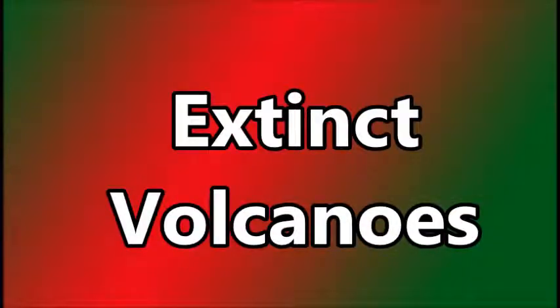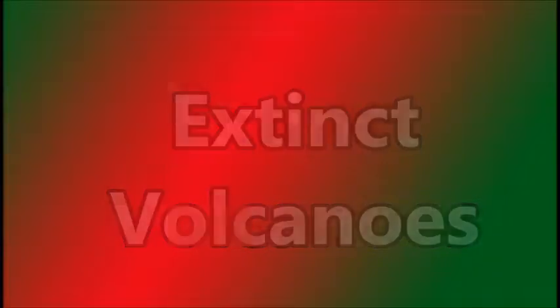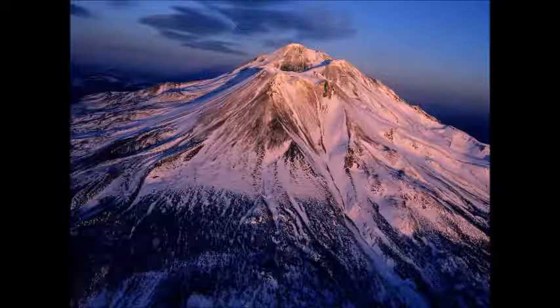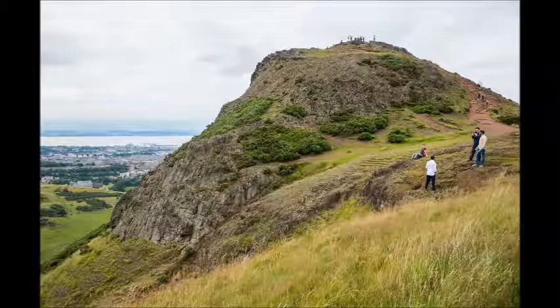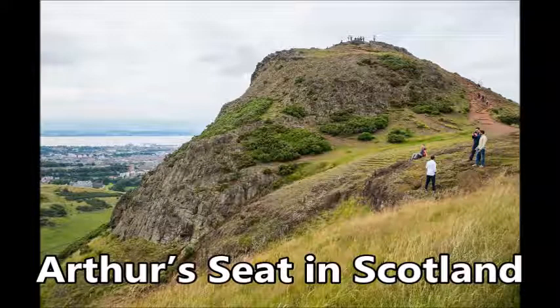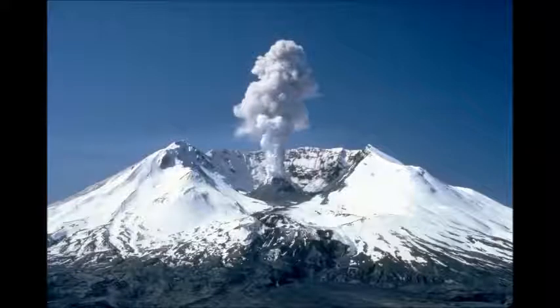Extinct volcanoes. Extinct volcanoes are those which were active in the remote geological period. These volcanoes are not likely to be active once again. Ngorongoro in Tanzania and Arthur's Seat in Scotland are the best examples for extinct volcanoes. The materials ejected from the volcanoes are of three types. They are solid materials, liquid materials, and gaseous materials.